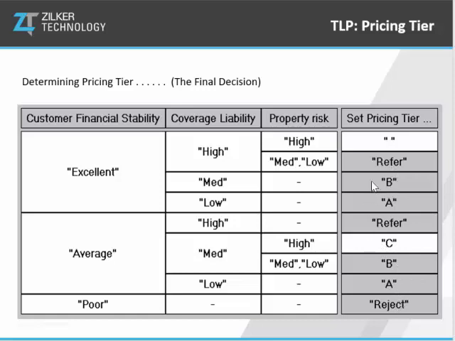I just want to point out that in some cases, information you get from your domain experts may not supply a value for pricing tier, and that's just an opportunity for investigation. I would go out and ask my domain experts, what do you expect in this case? I literally wanted to leave that blank so I could talk about that.